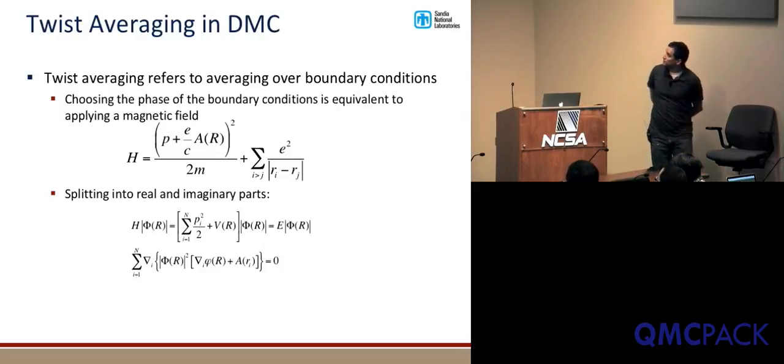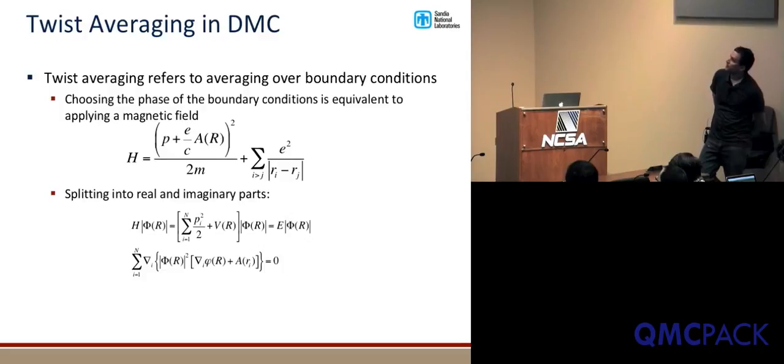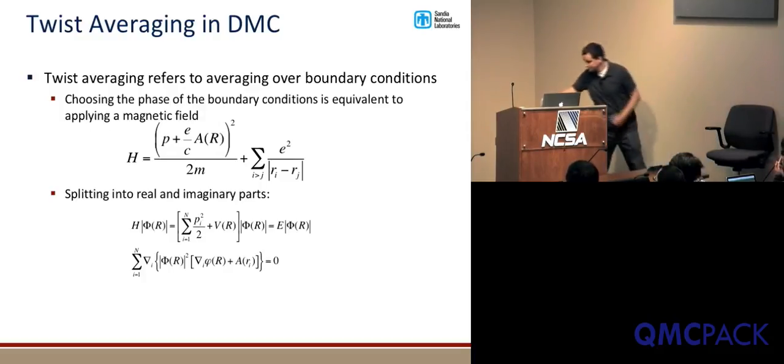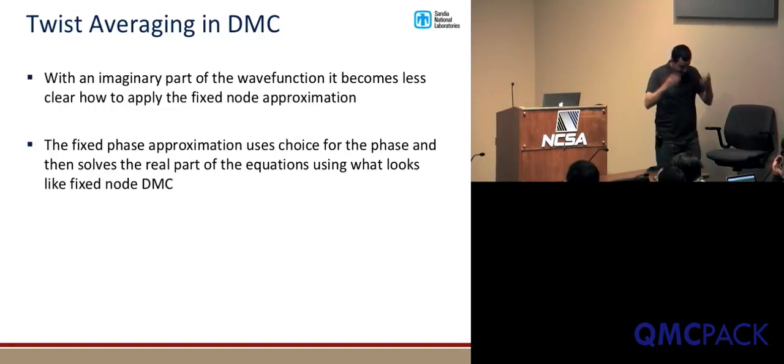So how does this work? We're going to be averaging over all of these boundary conditions. Basically, choosing the phase of the boundary conditions is equivalent to applying a magnetic field to your system. So you can imagine just changing your Hamiltonian. Now in this case, we're going to factorize the wave function into real and imaginary parts. Okay? Now the problem, at least conceptually, that should come up.